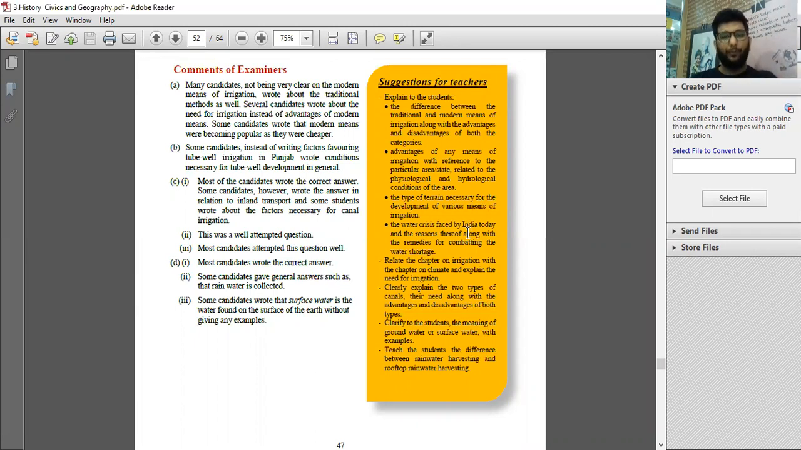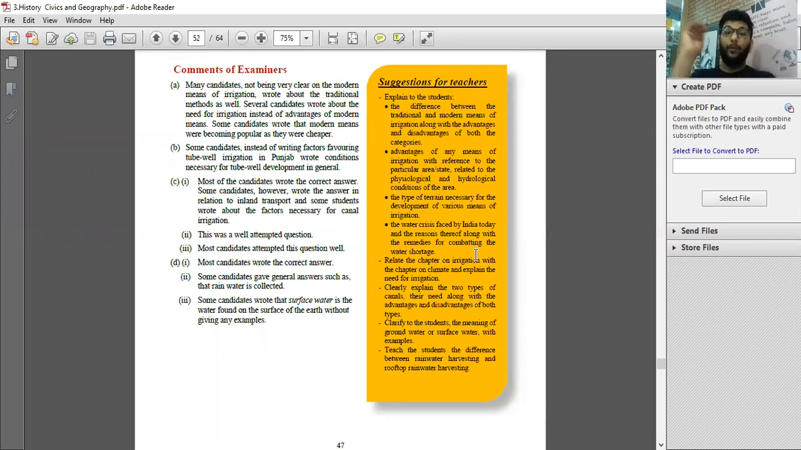The water crisis faced by India today has to be understood with the help of reasons, and then telling the remedy: what can be taken up, how water shortage can be overcome, right? Two types of canal, inundation and perennial canal, have to be understood clearly. Clarify your understanding of groundwater and surface water, what is the difference between them, preferably with an example.